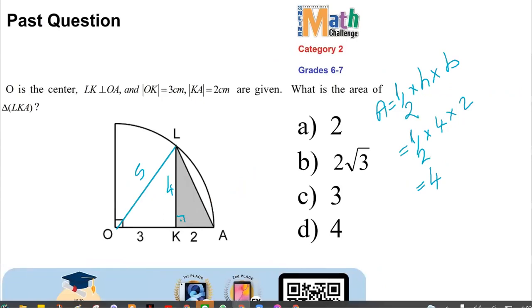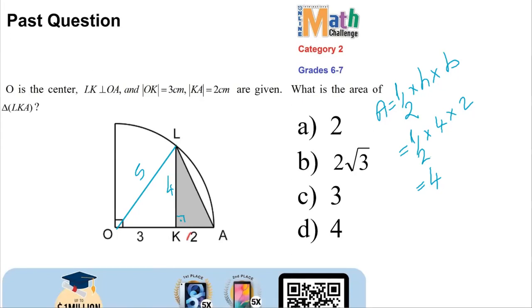For question 2, it is about area of a triangle inserted in a quarter circle. So for the quarter circle, we have 2 values given, but to find the area of this triangle, we need height. We have base already. So drawing a radius from O to L will help us. OA is radius, so the radius size is 5 units. So it means this is also 5, and we have a right triangle.